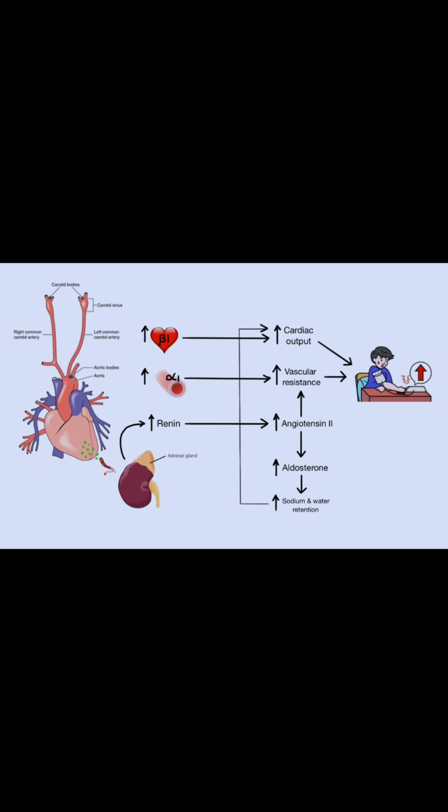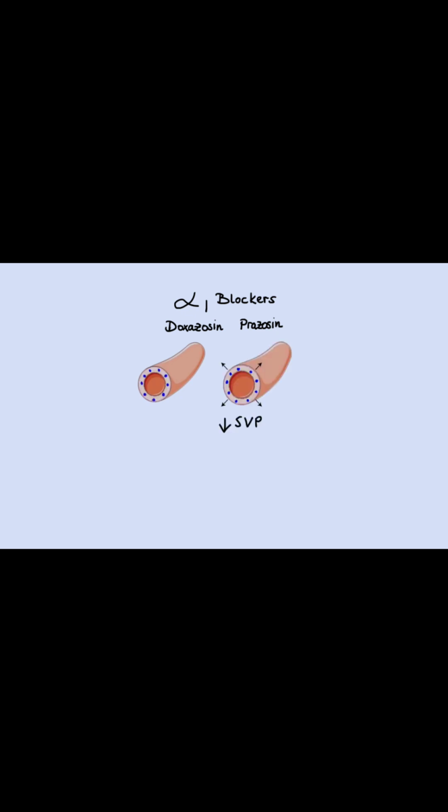Now let's switch gears and let's talk about antihypertensive agents. So there are several major classes of antihypertensive drugs which work by interrupting different parts of this blood pressure regulating system. First, we have alpha-1 blockers, such as doxazosin and prazosin, which block alpha-1 receptors on the smooth muscle, thus causing decrease in systemic vascular resistance and ultimately decrease in blood pressure.